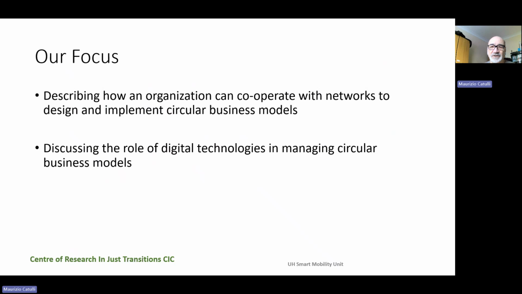So what I want to actually talk about is the description of how an organization, in order to address the difficulties of circular business models, can design and implement circular business models by leveraging networks, so building networks to do that. And then we want to also touch base on the role of digital technologies in addressing the issues of business models.